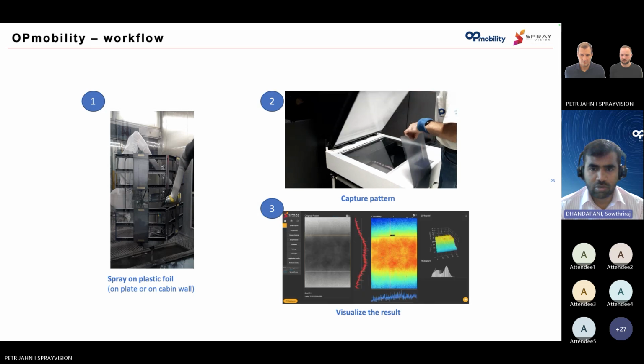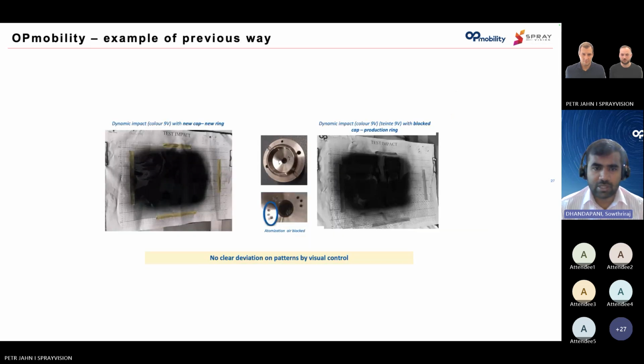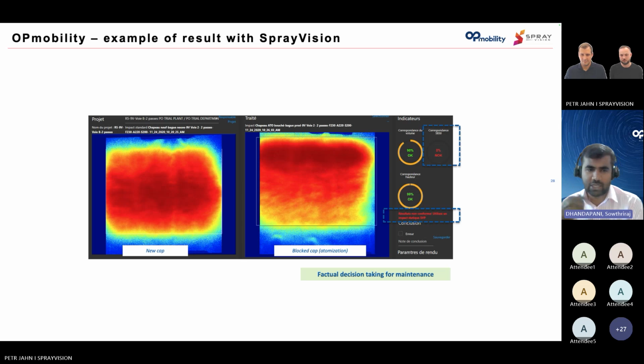If we move to the next slide, this is an example. We tried to see if the SprayCapture really helps us. And here you can see that in the paper there is no deviation, and we tried to change the air cap with some blockages. Still there is no deviation, so it means my production can be good with this air cap. But if we move to the next slide, where we replicated this test in SprayCapture, we can see the difference in the output.